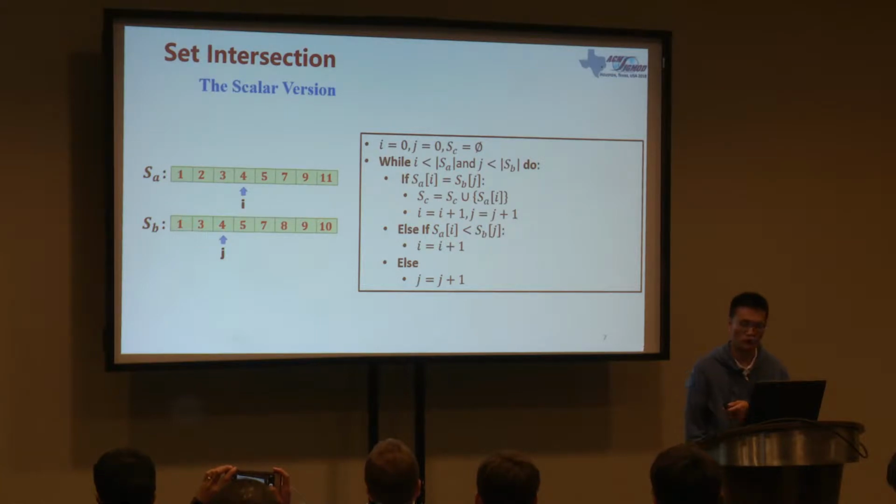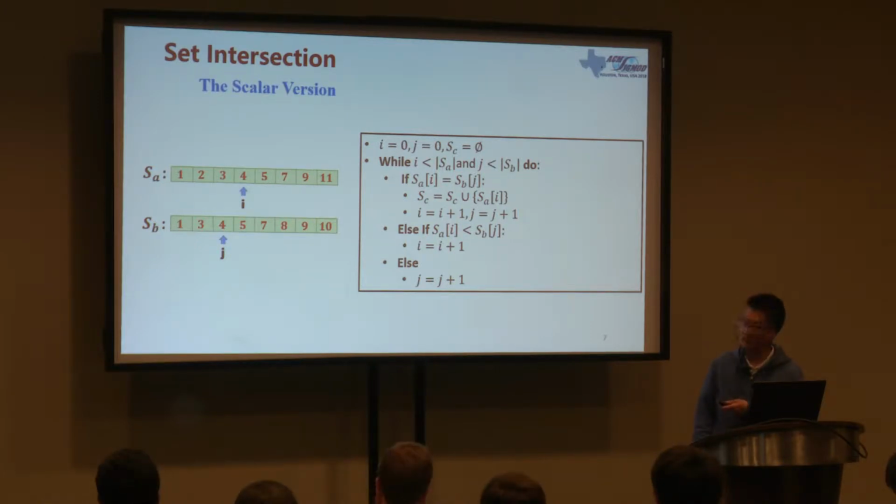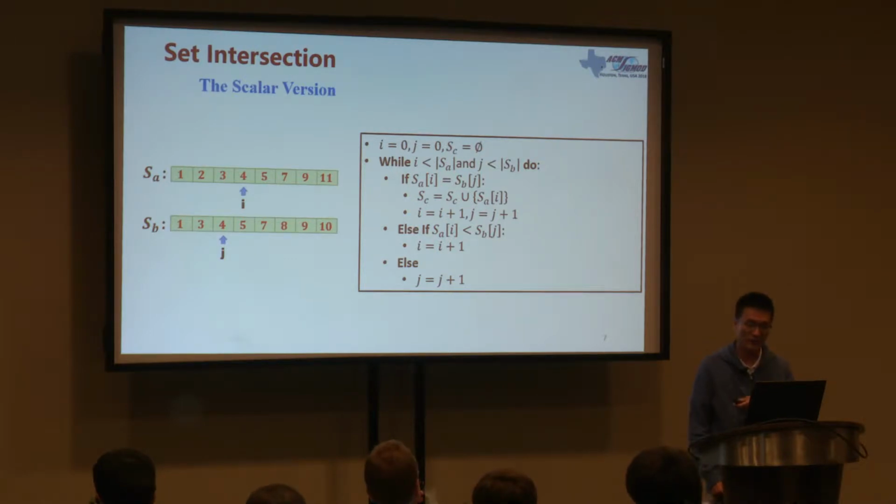Here we give the pseudocode of the scalar version of the merge-based set intersection algorithm. Suppose we want to intersect two sorted sets SA and SB, collecting the common elements in SC. We iteratively compare two elements from SA and SB. If the two elements are equal, we store this element into the result set SC, then increment the result size and advance the two pointers. Otherwise, we only advance the pointer of the set with the smaller element.